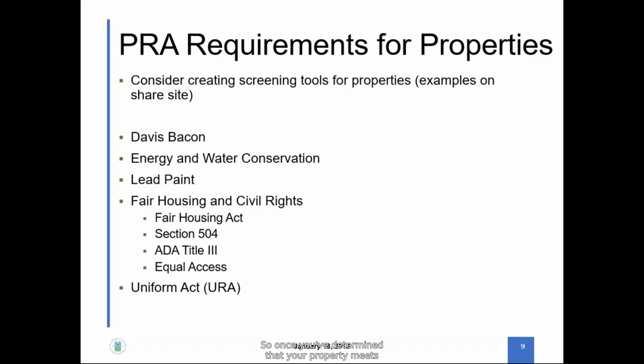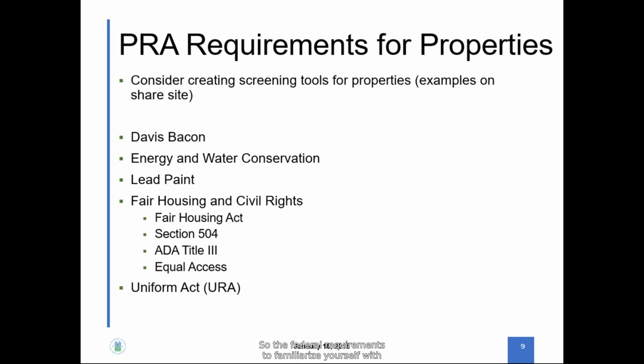So once you've determined that your property meets the multifamily property eligibility and integration requirements, the next step is to familiarize yourself with the cross-cutting federal requirements that impact the 811 PRA program. We will not review any of these in detail today, but they are important for each grantee to understand. Many grantees have created screening tools to help ensure compliance with these regulations. The Technical Assistance Collaborative has created a website that allows grantees to share resources with each other called the Share Site. This is a good place to find examples of grantee screening tools.